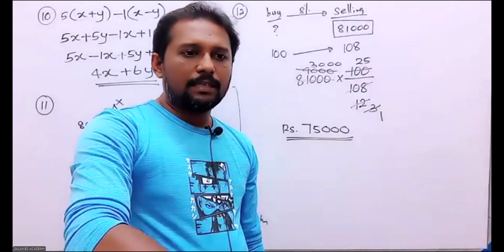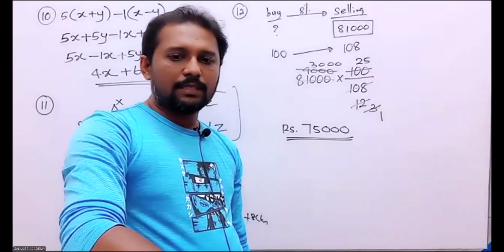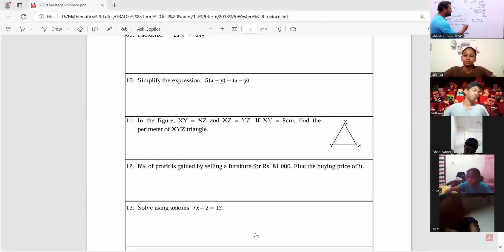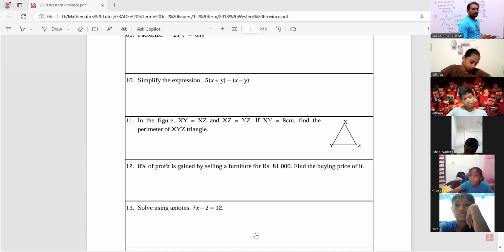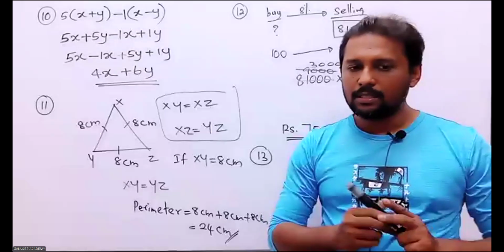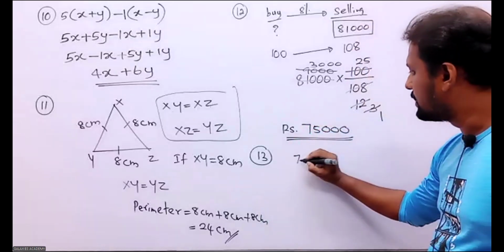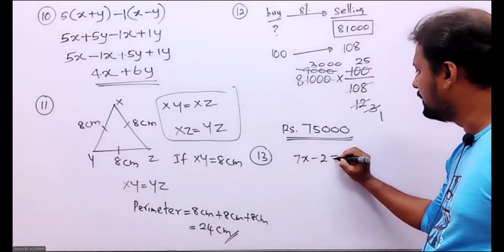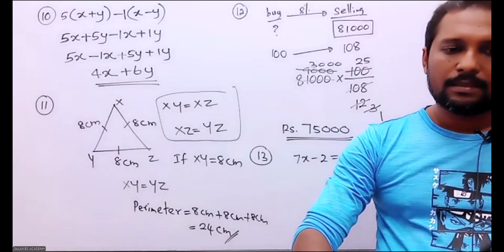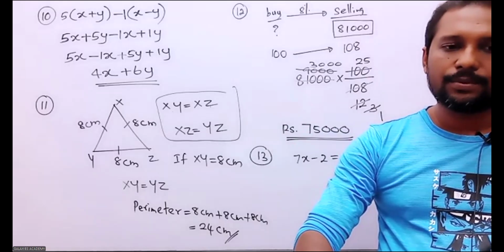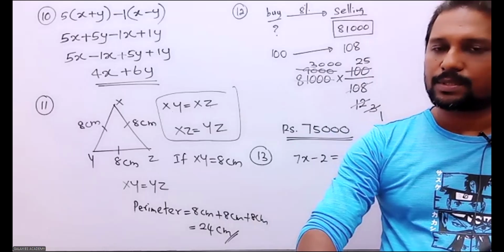Okay, then let's go to the next question, number 13. Question number 13, given a simple equation. You have to solve it using the axioms. Using axiom knowledge, you can do this one. 7x minus 2 equals 12. It is the simple equation. Then you have to solve this one using the axioms.